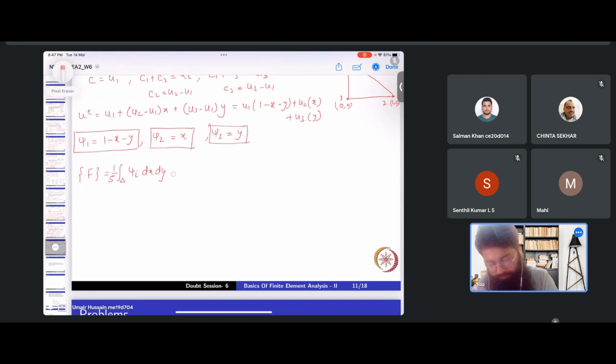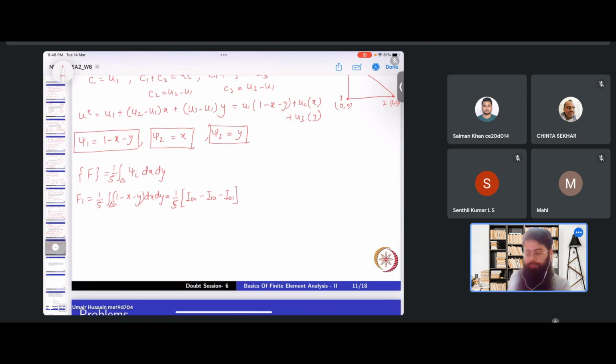So we have f1 equals 1 by 5 times the integral of (1 minus x minus y) dx dy. So we get I00 minus I10 minus I01, right?